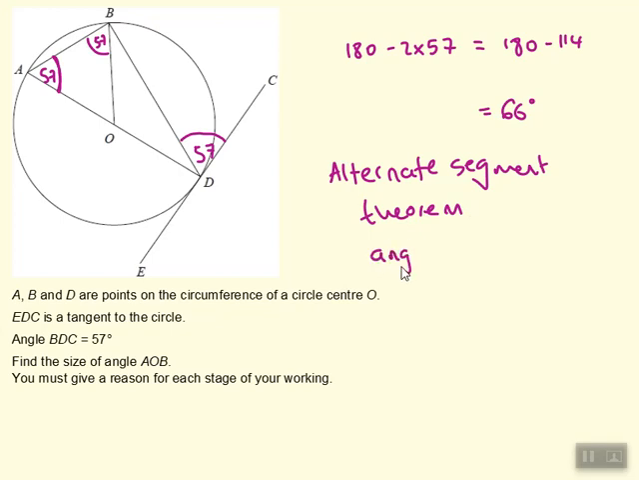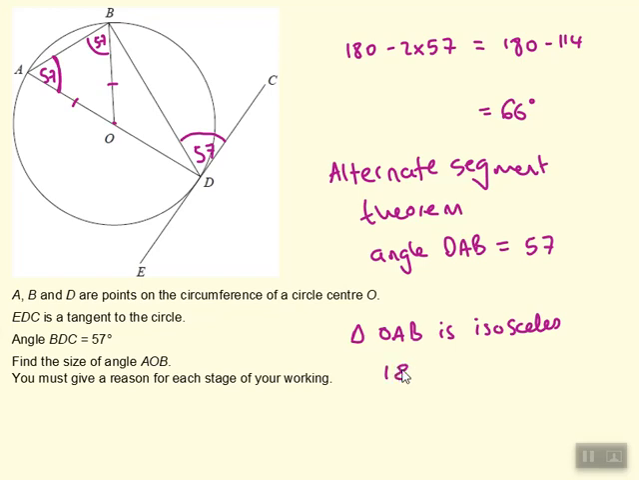Because of the alternate segment theorem, angle DAB equals 57. Then, because OA and OB are two radius lines, triangle OAB is isosceles, because the two radii are the same length, and I'm not going to bother writing that here. So OAB is isosceles, and then I did 100.